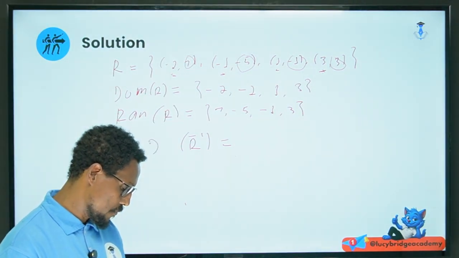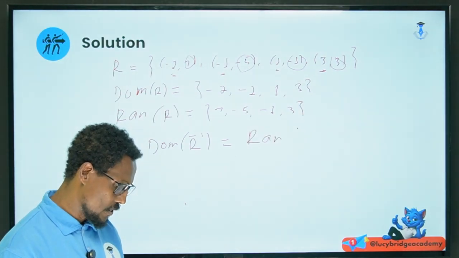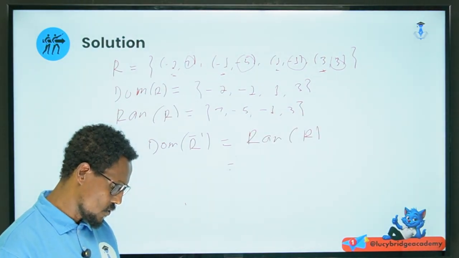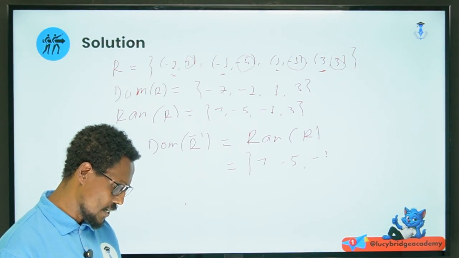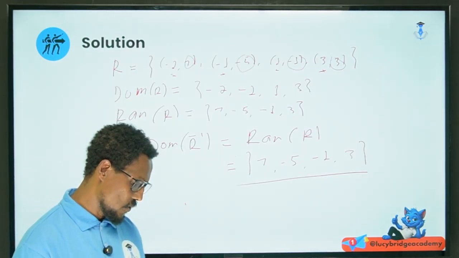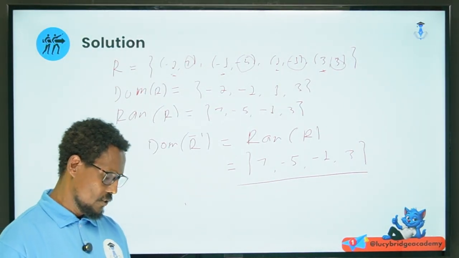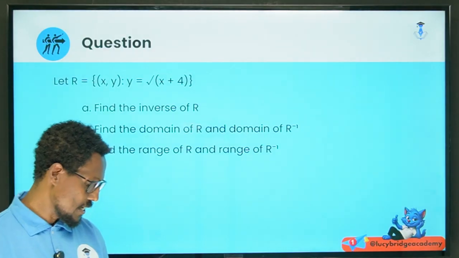The domain of r inverse is equal to what? The range of r, which is equal to, what is the range of r? The range of r is 7, -5, -1, and 3. So this is the domain of r inverse, okay? Good. Now we have another question.